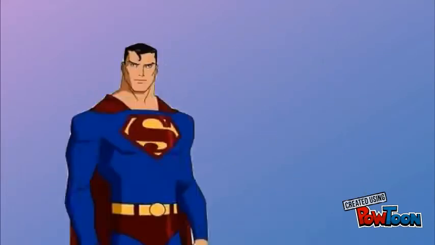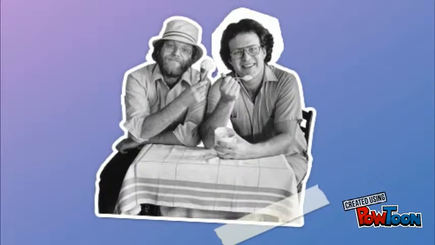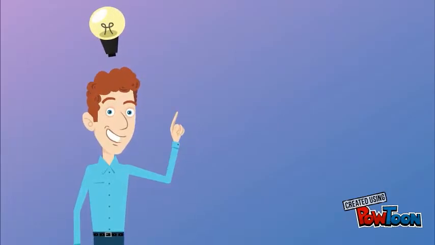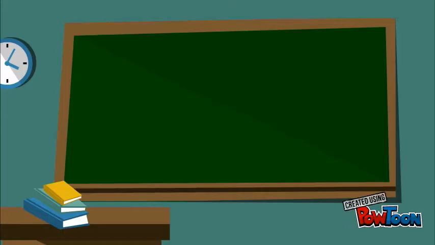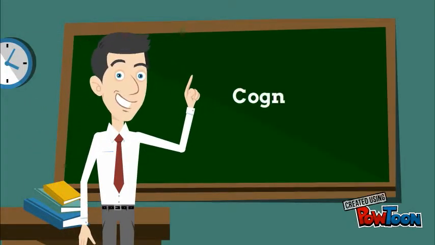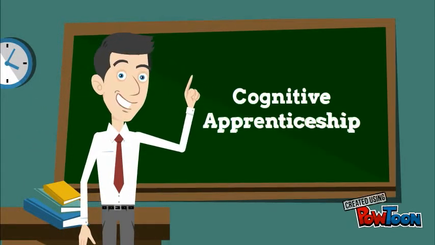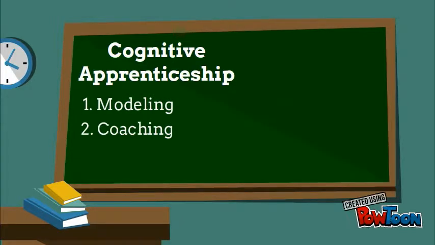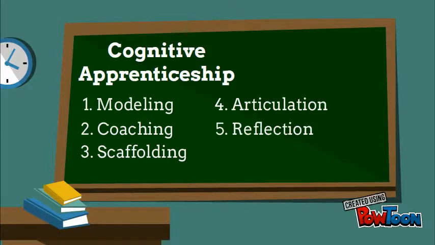Batman has Robin, Superman has Lois, Ben even has Jerry. So, if it's such a good way to learn, why don't we learn this way in class? Well, now we can, with the cognitive apprenticeship approach. There are 6 methods to teaching with the cognitive apprenticeship approach. These are modeling, coaching, scaffolding, articulation, reflection, and finally, exploration.